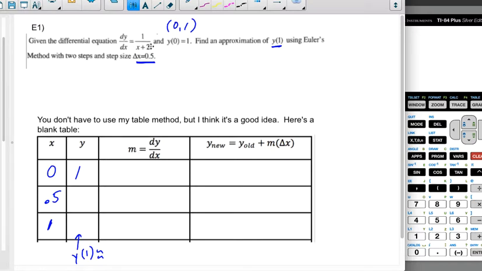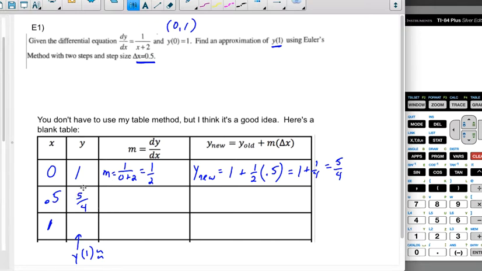So I'm going to go ahead and find the slope. M is dy dx. Well, my dy dx is 1 over x plus 2. So my slope is going to be 1 over x plus 2, which is 1/2. So my new y is going to be the old y, which is 1, plus 1/2 times the step size, right? Well, that's 1 plus 1/2 times a half is a fourth, so it's 1 1/4 or 5/4, right? Now you can either leave that as a fraction or you can make it a decimal. It doesn't really matter to me. Okay, so I get 5/4.